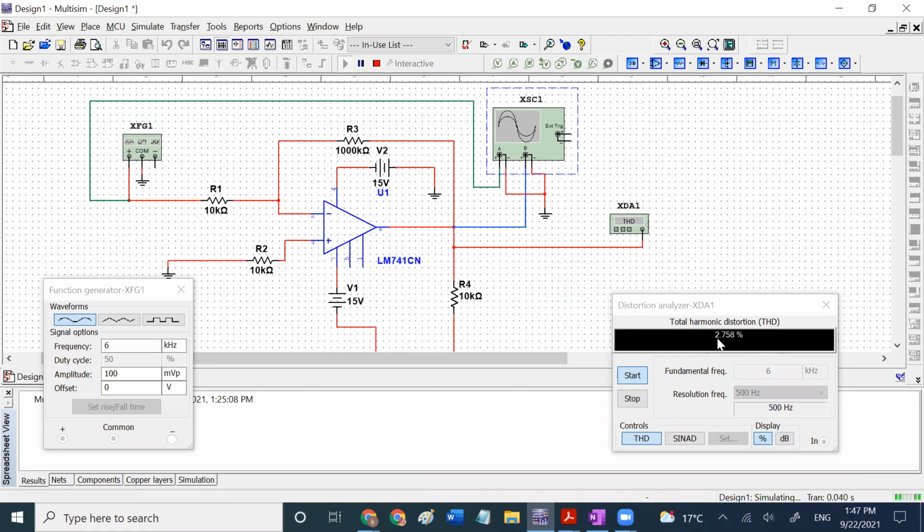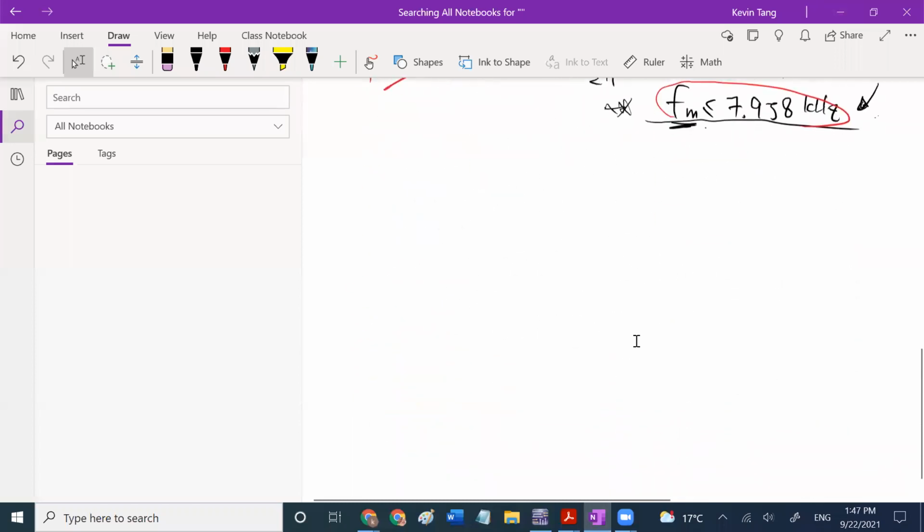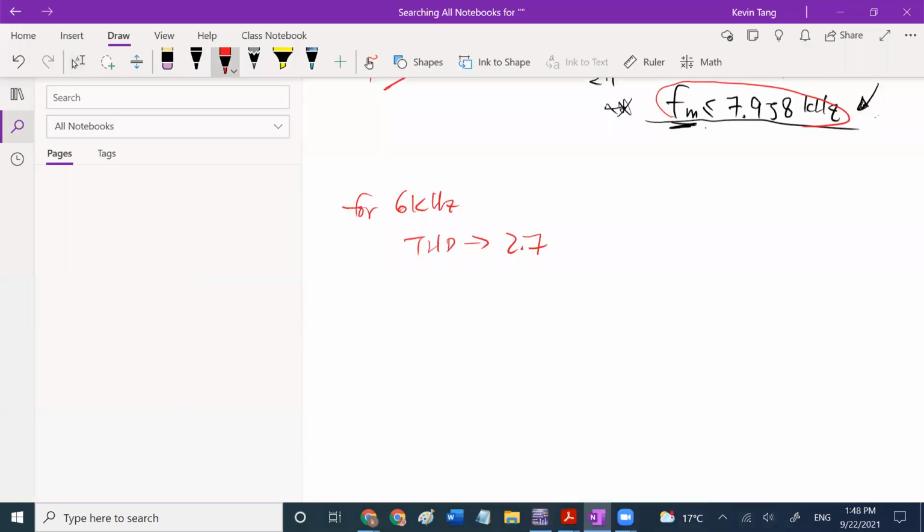Now what we have is 2.758%. So for the distortion part, for 6K hertz, our THD is 2.758%. And then we need to know our VO peak output. What is the VO peak output?